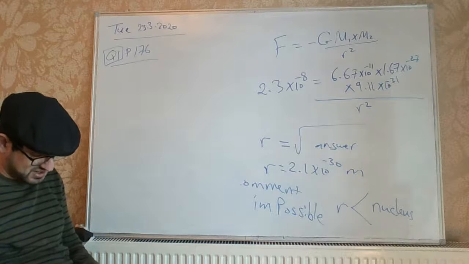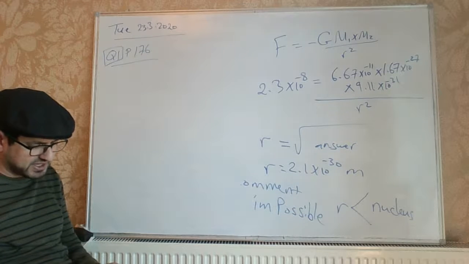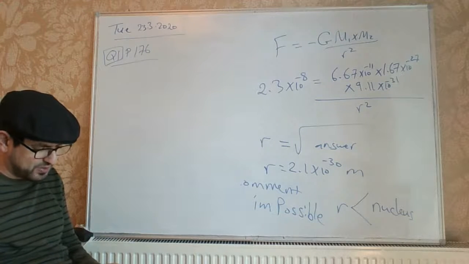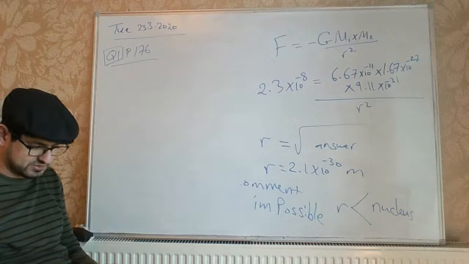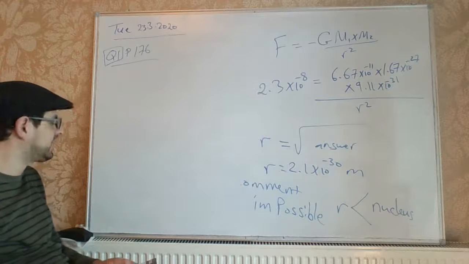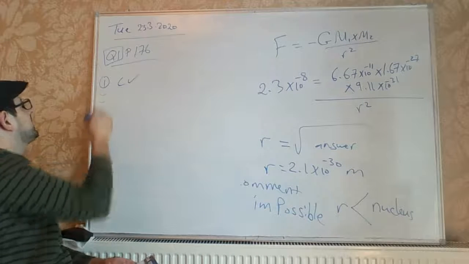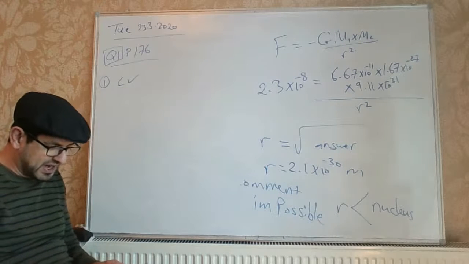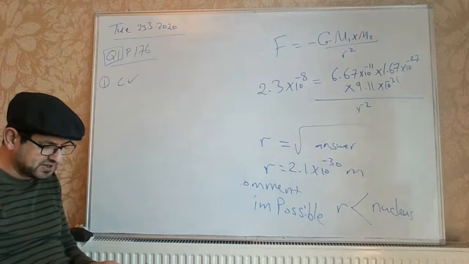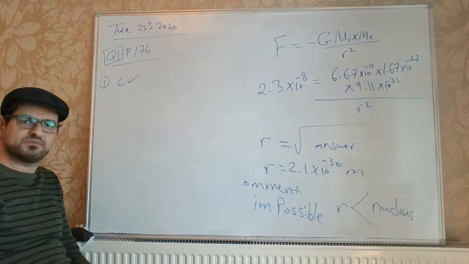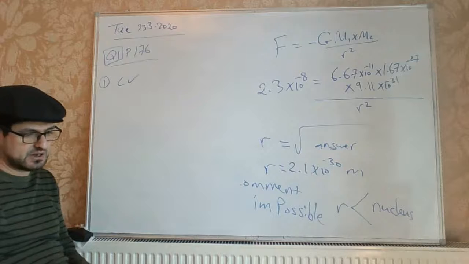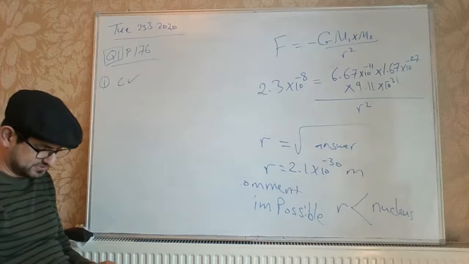Okay, C. Gravitational and electrostatics both follow an inverse square law. Right? So C is correct. D. The gravitational both are constant forces. How come? Well, it depends on the distance, right? But no, D is wrong.